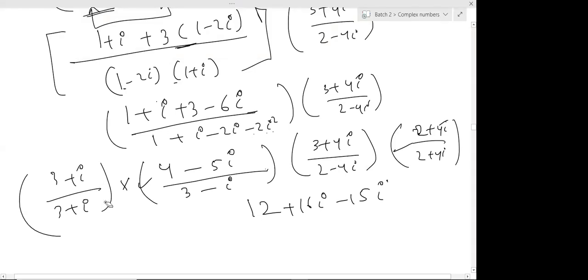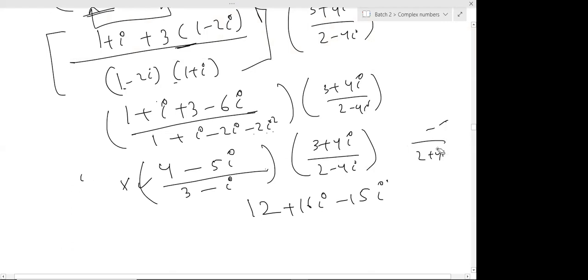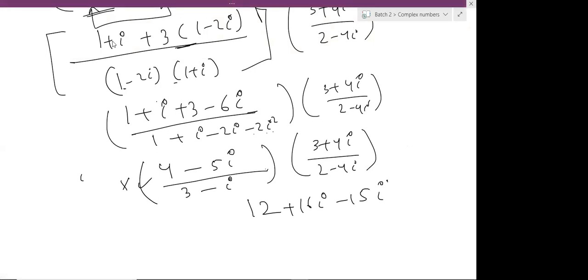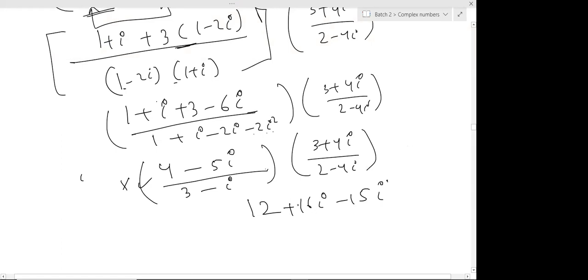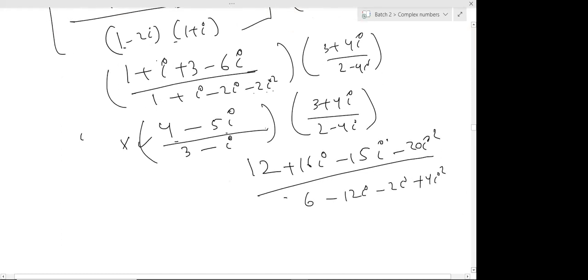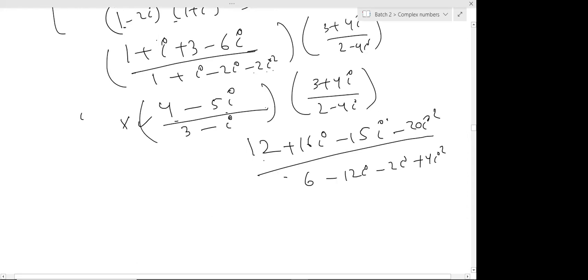Let me erase this. Minus 20i square, right? Yeah, this is 12 plus 16i minus 15i minus 20i square upon 6 minus 12i minus 2i plus 4i square, right? Yes, sir. All right. So this is 20 plus 12, 32 plus i upon, this is 6 minus 4 is 2. Any doubts? No, sir. Yes. Sir, can you show the LCM how to do that again, sir? Sure.